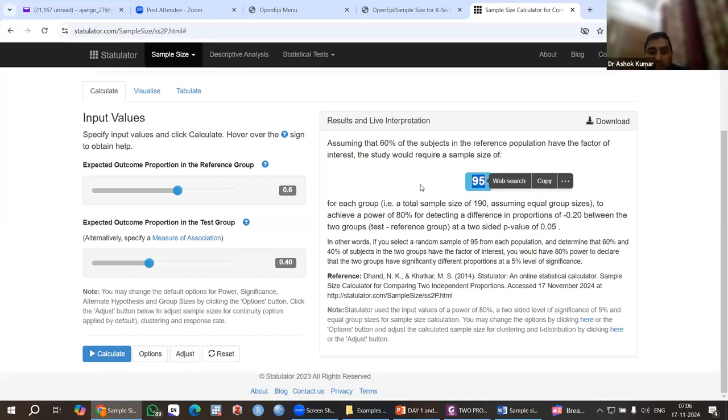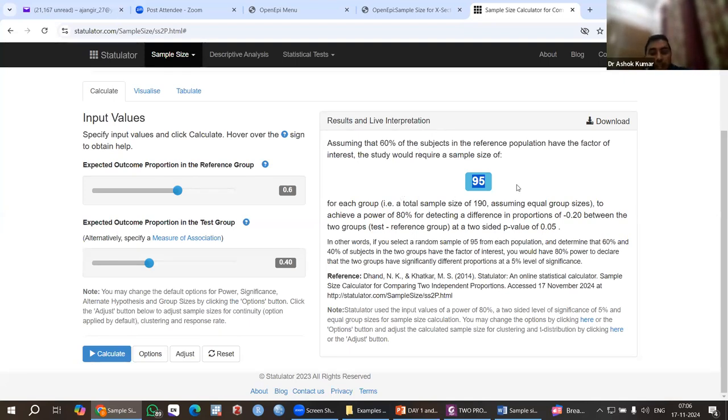So total, and you can download it, you can copy paste it. So no need to write what to write down in the sample size calculation. You can download it and you can edit it. Okay, it is very good. All results and live interpretation you can see.